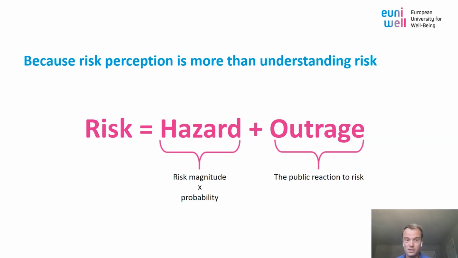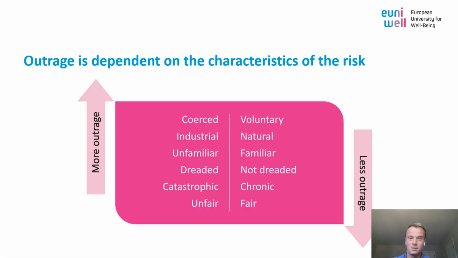Is this surprising? Probably not so much, because there's a lot going on in this outrage component. Without trying to be complete here and without trying to paint a complete picture, there are a couple of characteristics of a certain risk that will determine how big the actual outrage will be, even if the scientific, measurable risk is very low. There are certain factors that will influence the risk perception of people.